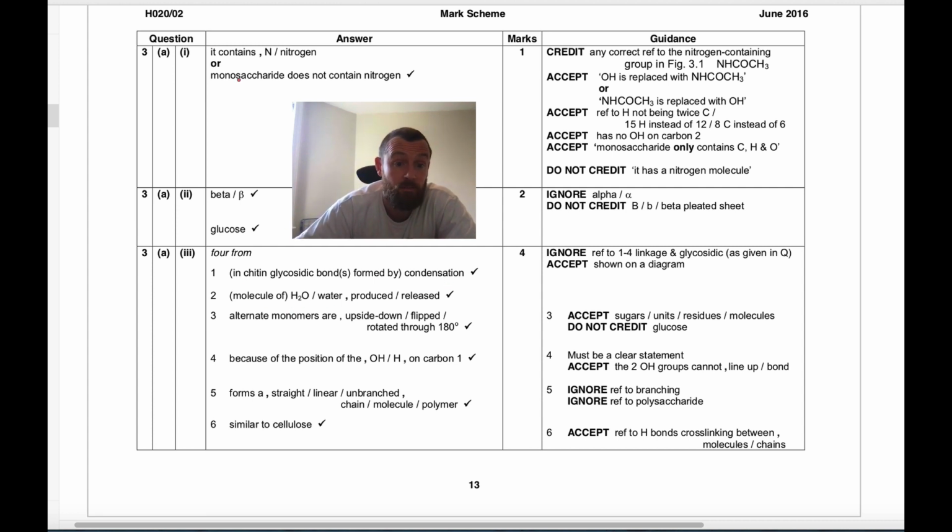There's some stuff that I didn't say. So what did I actually say? What marks did we get? We talked about alternate monomers, upside down. We formed a straight, linear, unbranched chain, similar to cellulose.